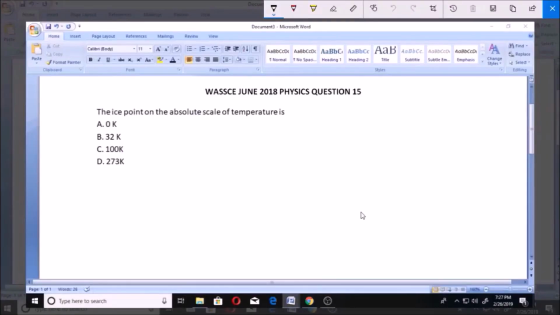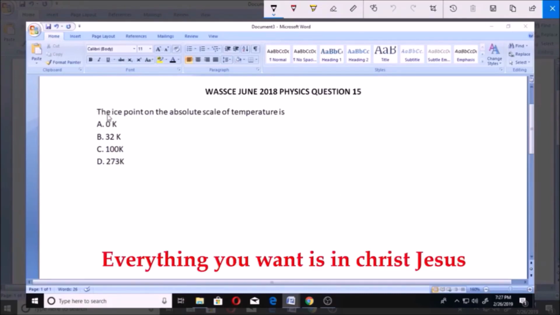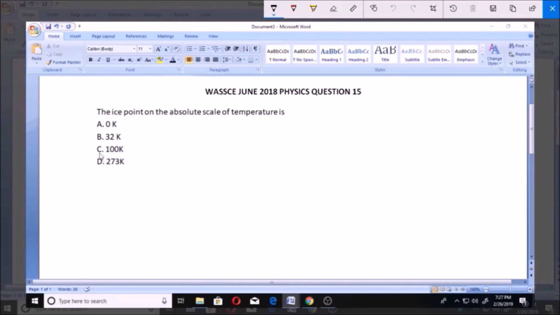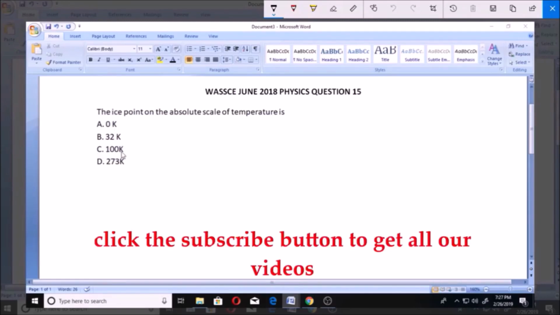Yes, let's look at this question number 15 for WAEC Physics 2018. The ice point on the absolute scale of temperature is A. 0 Kelvin, B. 32 Kelvin, C. 100 Kelvin, D. 273 Kelvin.